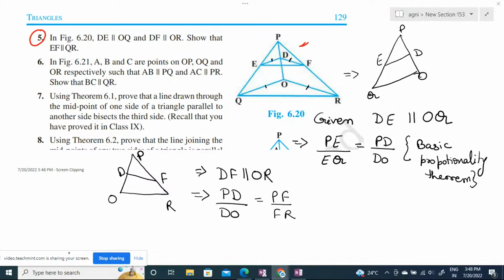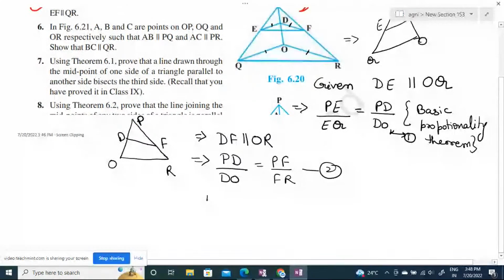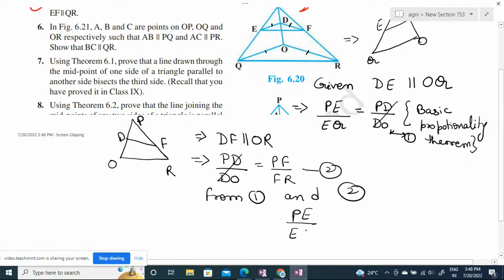Now we compare both of them, equation number 1 and equation number 2. We can see that PD upon DO is there and also PD upon DO is there. So ultimately from 1 and 2, PD upon DO gets cancelled and we get PE upon EQ, which is equal to PF upon FR.